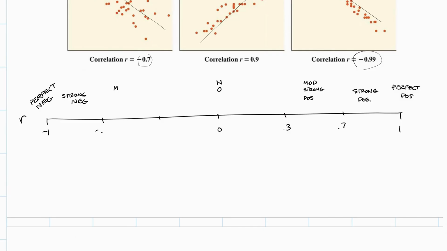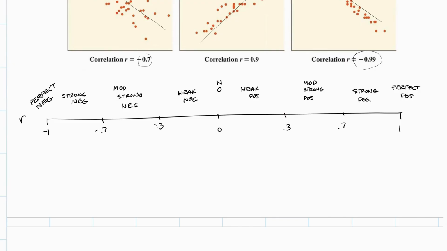For being between -0.7 and -0.3, I'll call this a moderately strong negative relationship. And then in between -0.3 and 0, I'll call that a weak relationship. Weak negative on this side and a weak positive relationship on this side. So that gives us some adjectives to attach to this measurement of strength of linear relationship, which we call correlation.